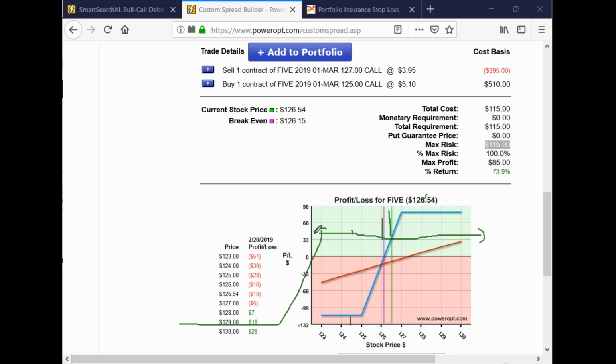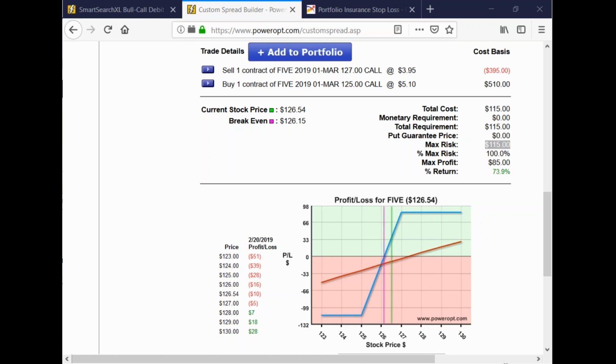So this position is only a 25% profit, but in order for it to start losing, it has to drop below 123. As long as it stays in this area or moves up, we make the full profit. There's a reasonable probability the stock would stay above 123, probably closer to 70, 75, maybe 80% or higher.